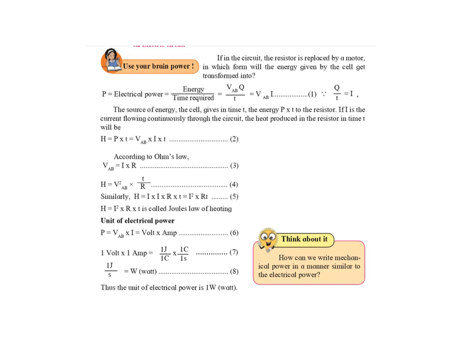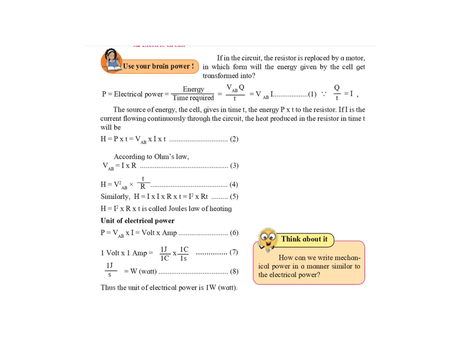Now during time t, the energy given by the cell to the resistor is equal to P × t. This energy is getting converted into heat, which can be denoted by capital H. Therefore, H = P × t. We can substitute and we get H = V × I × t. That is the second equation. Again here H is the heat, P is the power, t is the time, V is the potential difference, I is the current. According to Ohm's law, V = I × R.